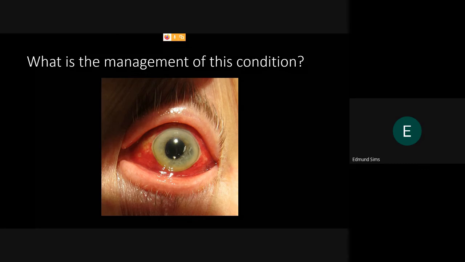This is Wikipedia's photo for it. How would you manage it? Is it conservative? Yeah, it's generally a self-resolving problem. So it looks really nasty, but as long as you're happy there's no underlying problem, then leave it be. Thank you very much.